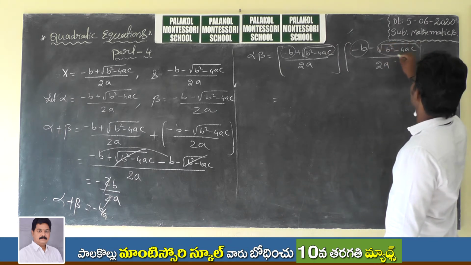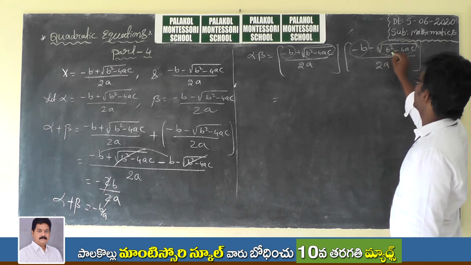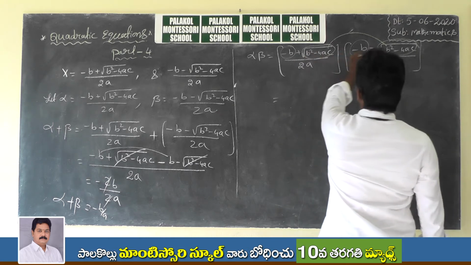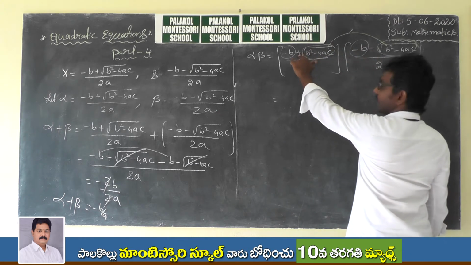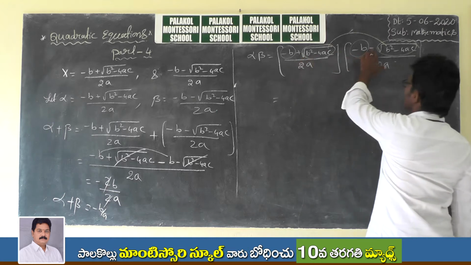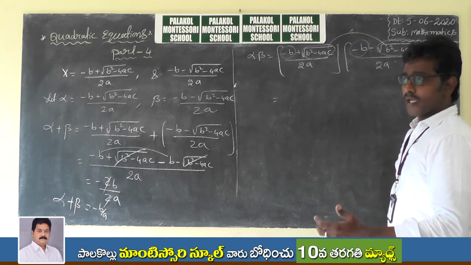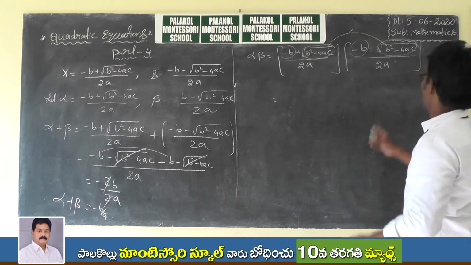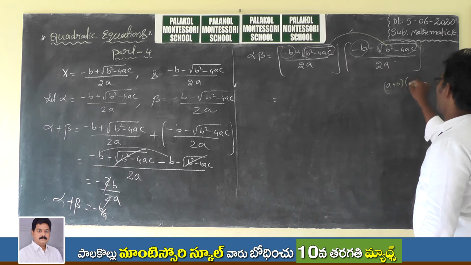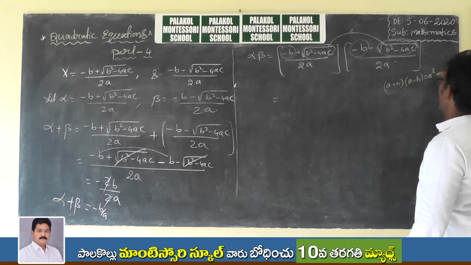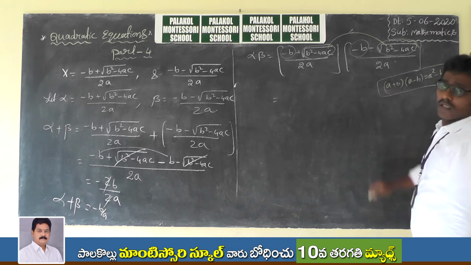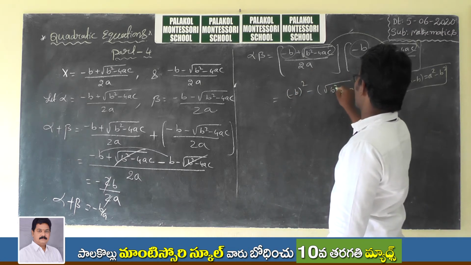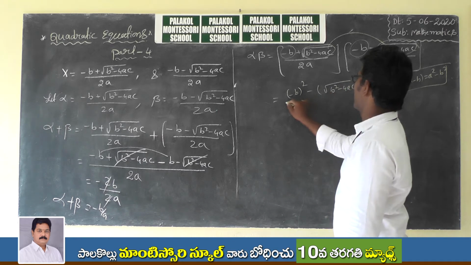In the second bracket, the second term is the root of b square minus 4ac. Both are the same, but the signs between the two terms in the brackets are different: one is a plus, the other a minus. So that's why you apply a plus b into a minus b, which is equal to a square minus b square. Simply write minus b whole square minus root of b square minus 4ac whole square.